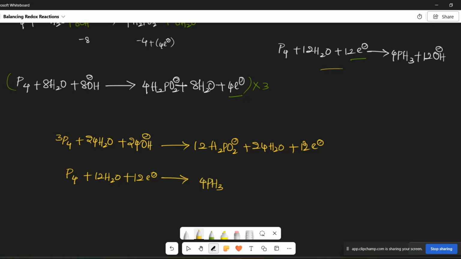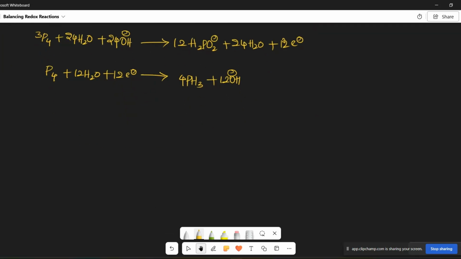This will be 4PH3. I'm not multiplying anything with this because finally we just need to add the two equations. In order to add them, the electrons should get cancelled out. So we try to make them equal. In order to make it 12, we can just multiply this whole equation by 3. 3 fours are 12, so these electrons will get cancelled. That is the main idea behind this. 4PH3 plus 12OH negative.